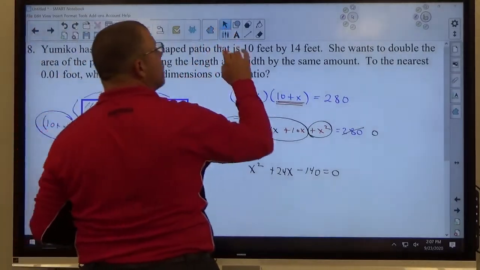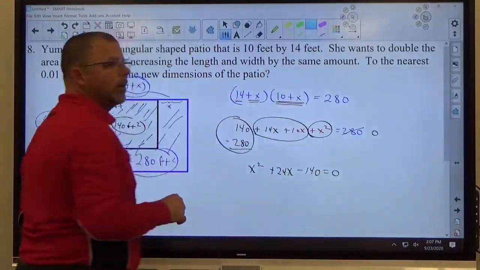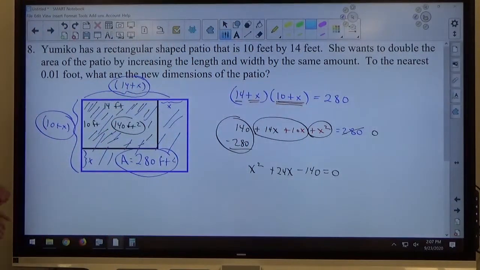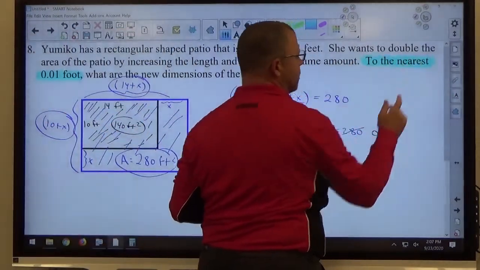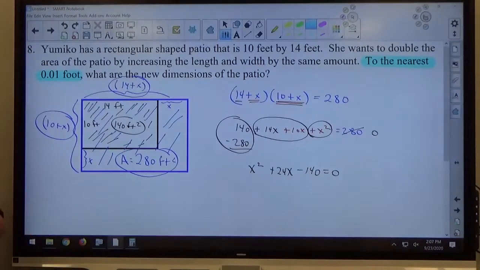Okay, now one clue that the problem gives me to let me know that factoring probably won't work. It says to the nearest hundredth of a foot. That implies that it's not going to be some nice friendly answer. So I'm going to assume completing the square might be necessary to solve this. I don't think factoring will work.